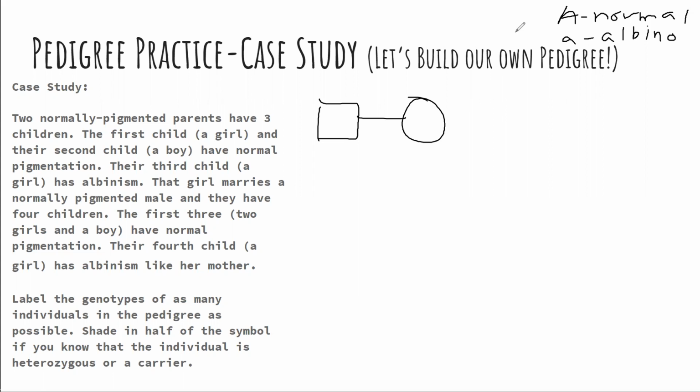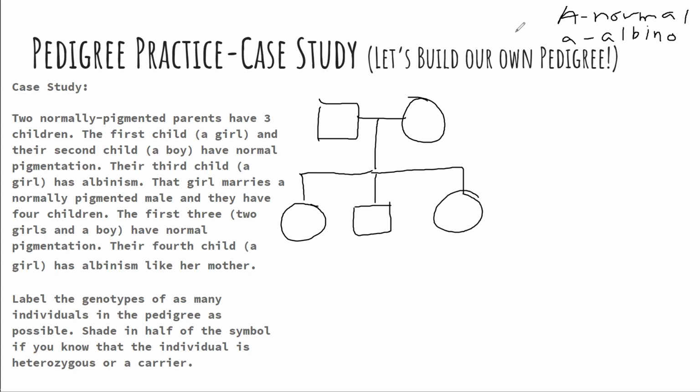They have 3 children. So let's write 3 children down here. The first child is a girl. The second child is a boy. And the third child is a girl. But it says she has albinism. So what do we have to do? We have to shade it in. It's not going to be neat. Don't judge me.